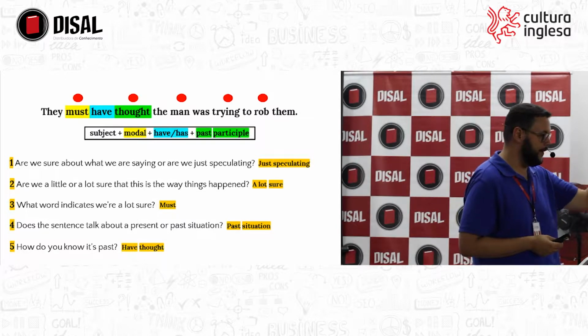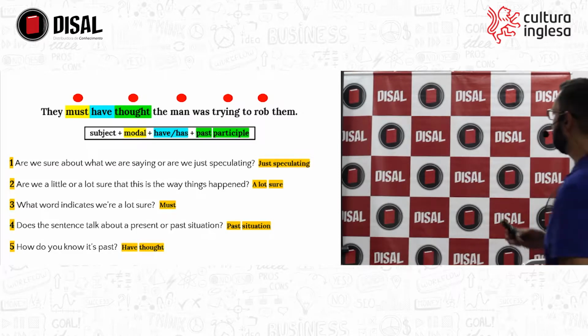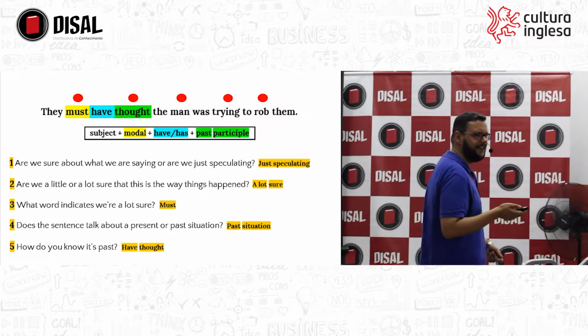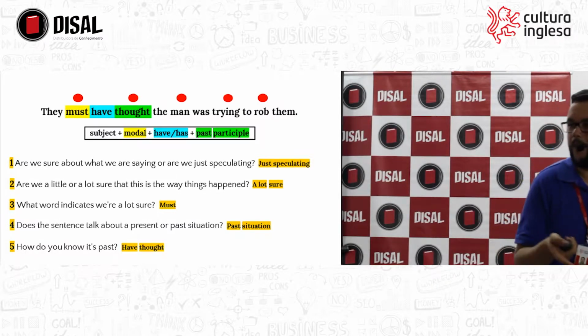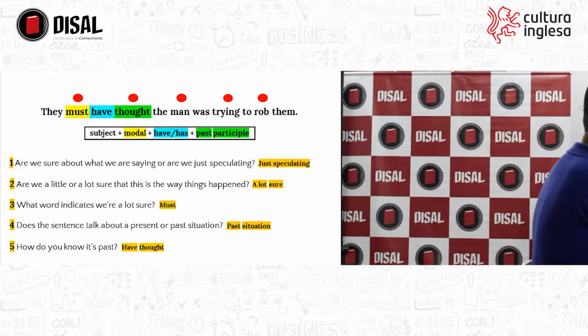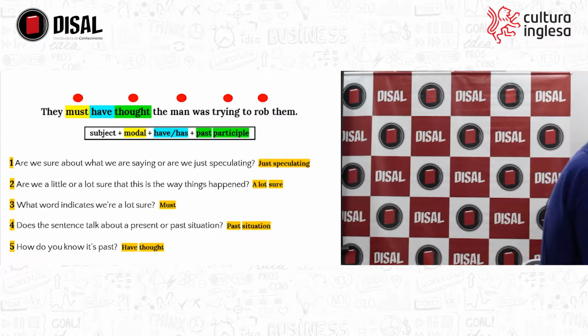Can you click your fingers? They must have thought the man was trying to rob them. Great. So I use this for speculation, right? Now that you know must have, I can say must have thought, must have done, must have taken, must have whatever, depending on what I'm saying, yeah?